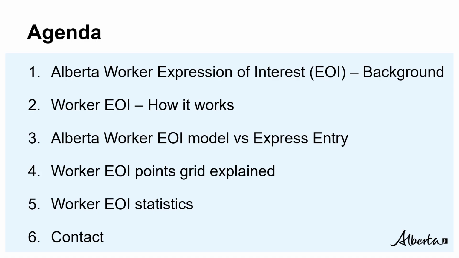Today's agenda includes several topics to help you understand our expression of interest system, which was introduced on September 30th, 2024. First, we will talk about the immigration landscape within which Alberta is operating and what led to the need for an expression of interest system. Second, we will discuss how it works. Next, we will outline the difference between Alberta's expression of interest system and that of the federal government's Express Entry. We will then get into more details about the points grid, where to find data about the points grid, and how to contact the program with questions that you may have that are not answered by our website.